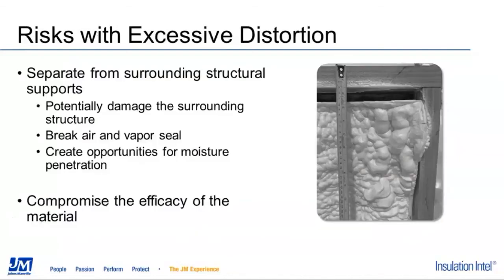A product with a high rate of shrinkage may pull away from the surrounding structural supports and substrate. If the foam has poor dimensional stability but good adhesion, it can pull on the framing members and potentially damage them. If it has both poor dimensional stability and adhesion, it may crack off or even detach completely from the framing, leading to gaps and negating the air and vapor sealing properties of closed-cell foam.